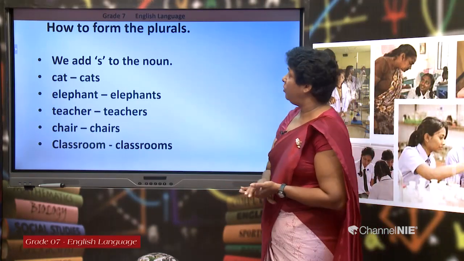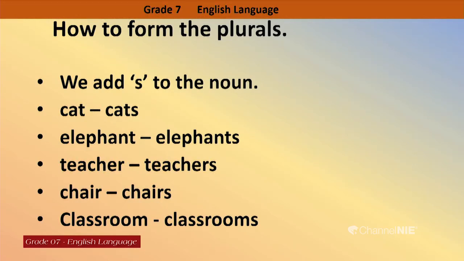The first thing, we add s to the noun. That is the first change we make to the noun. Look at the example. Cat, cats. 1 cat becomes 2 or more. Elephant, elephants. That is the plural. Teacher, teachers. Chair, chairs. And you have classroom, classrooms.